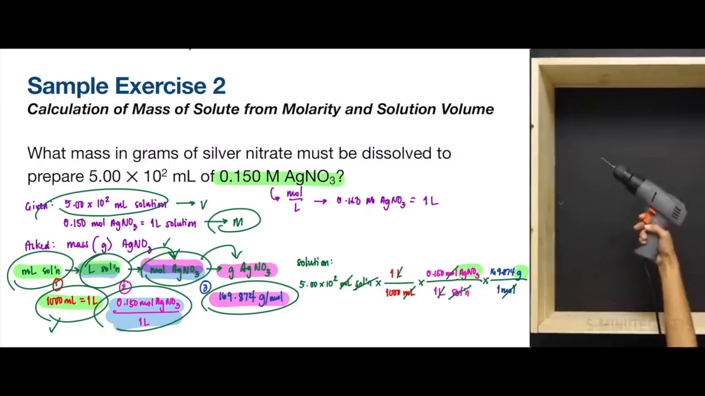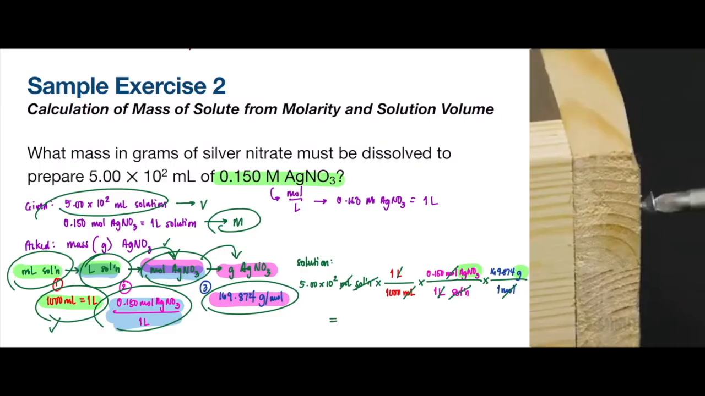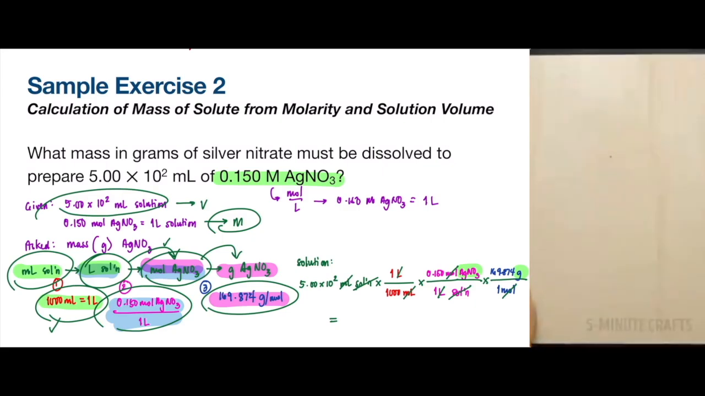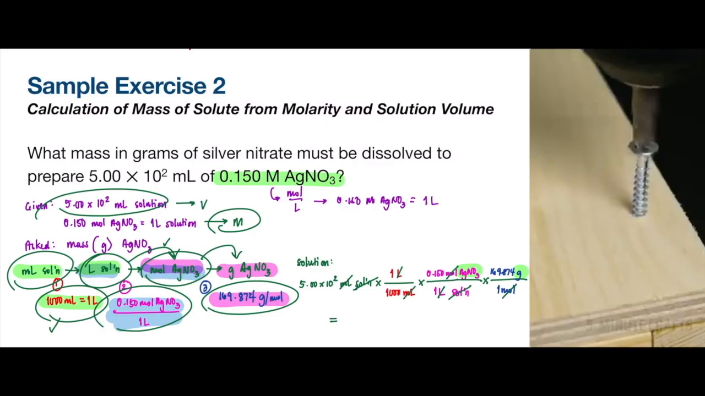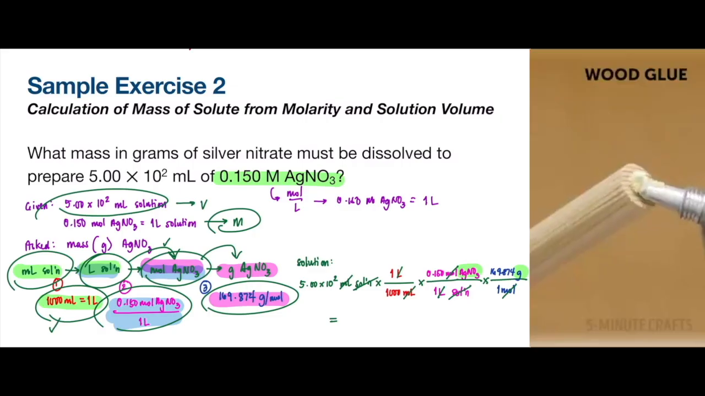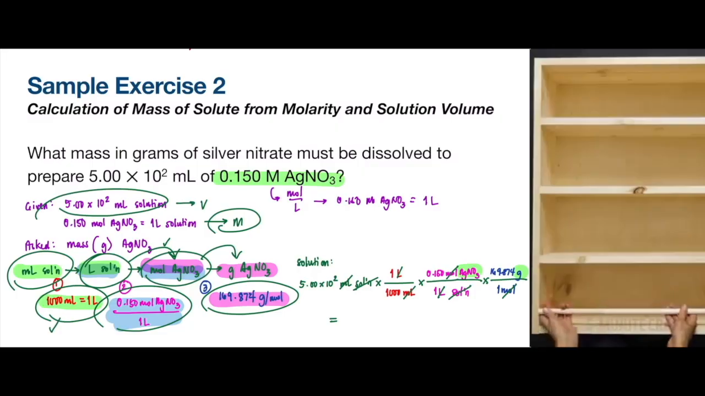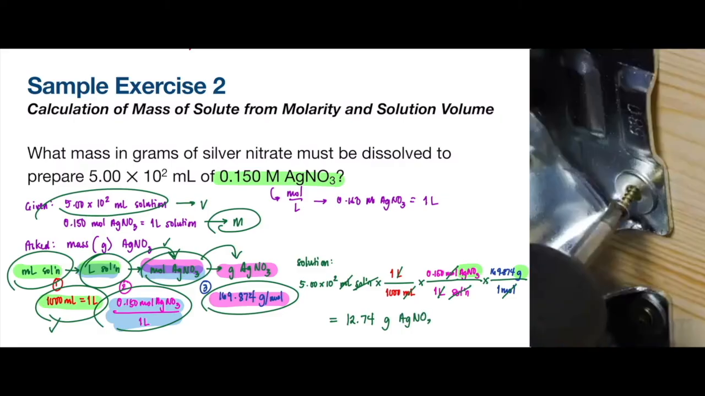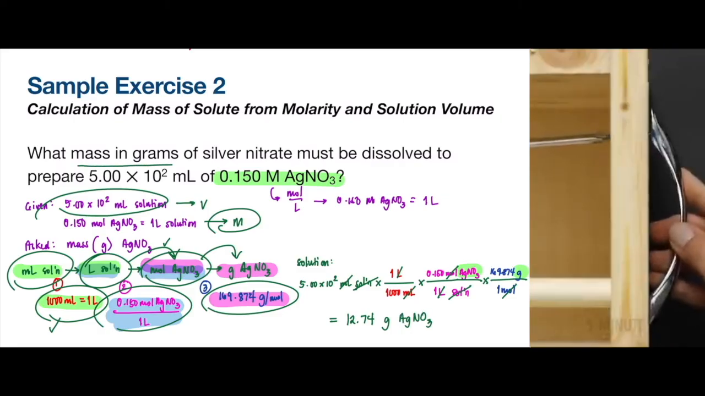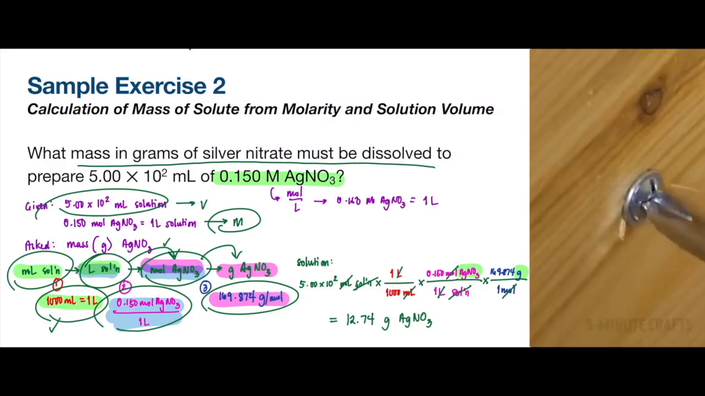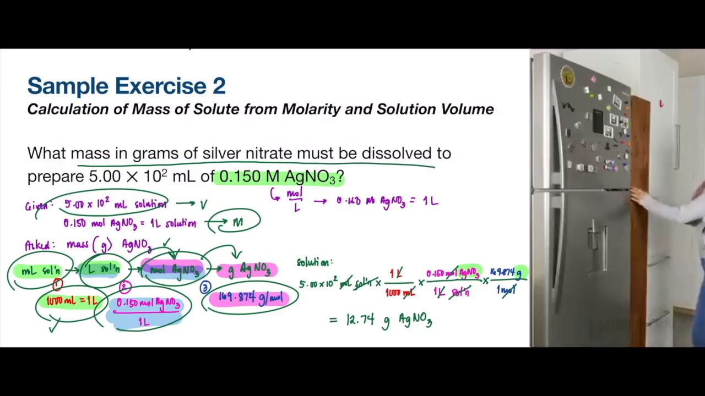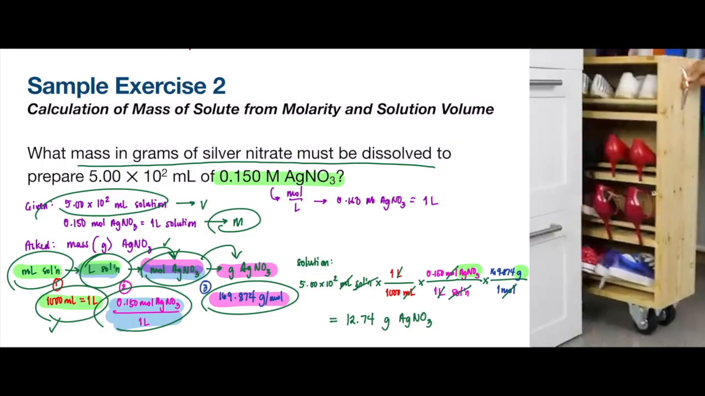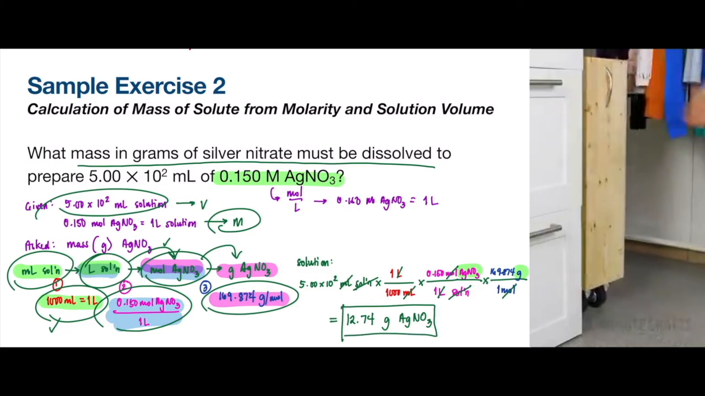Now we can put everything in the calculator and solve for our final answer. So 5 times 10 raised to 2 times 1 over 1000 times 0.150 over 1 times 169.874 over 1 is equal to 12.74 grams of AgNO3. Therefore, the grams of silver nitrate that must be dissolved to prepare this volume of 5 times 10 raised to 2 ml of 0.150 molar silver nitrate is 12.74 grams of silver nitrate.